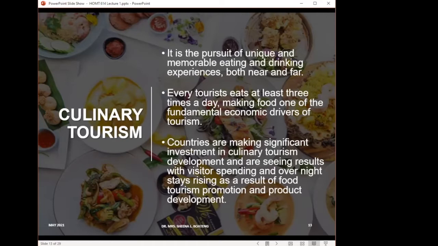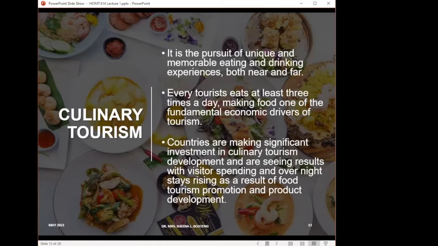And as well as those who travel around the world to be able to experience foods of different cultures. There are a lot of these shows on DSTV that show people traveling to India to experience the foods of the different cultures. That is all culinary tourism, right?